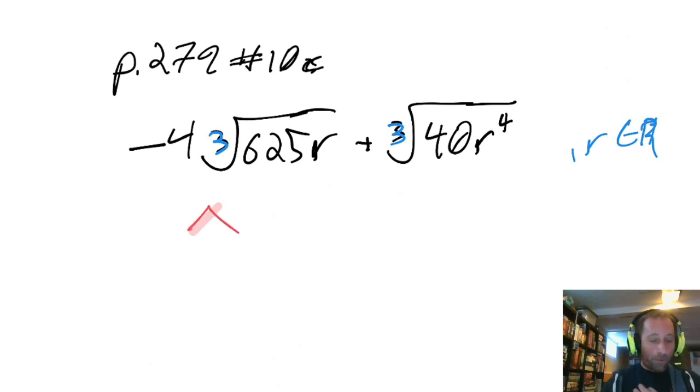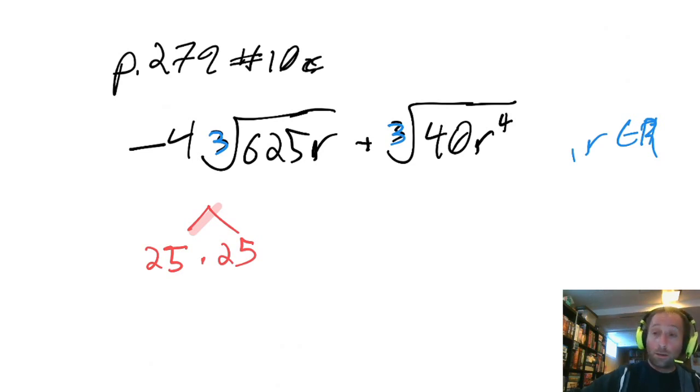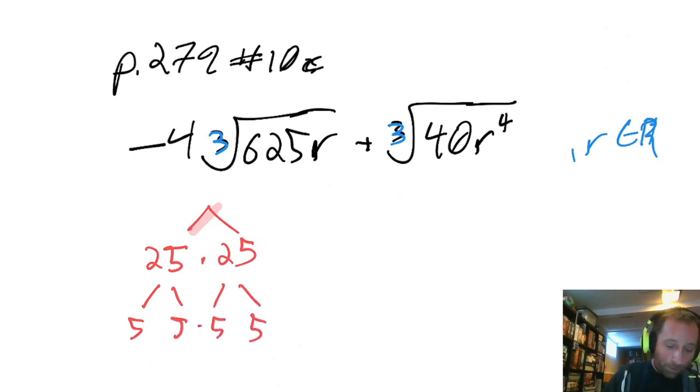Let's start doing the prime factorization here. So 625, I believe, is 25 times 25. And that ends up with 5 times 5 times 5 times 5. So this is 5 to the power of 4. Believe it or not, that is a 5. I'm having a hard time believing it.